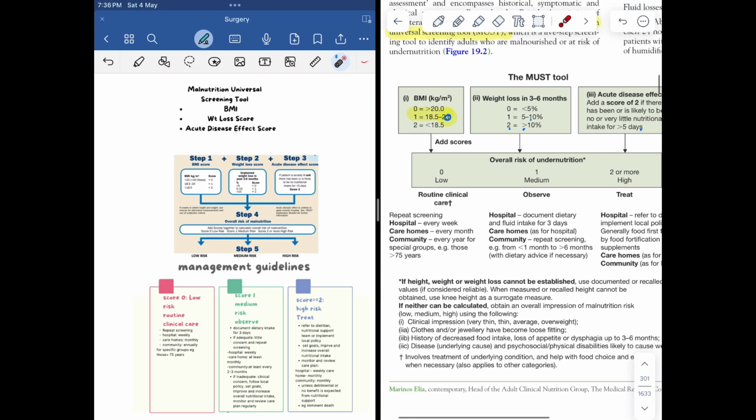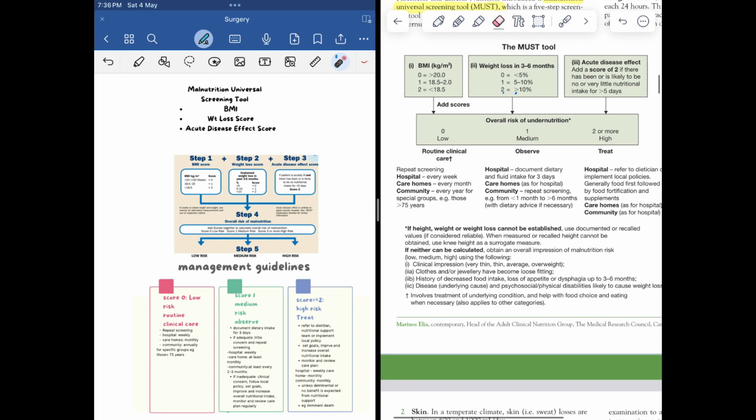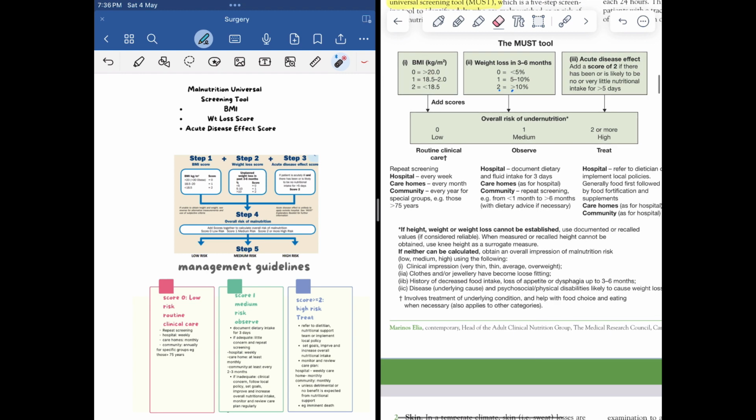Now we add the scores. Step 4 is the adding, and then we check the overall risk of undernutrition. So 0 means low, 1 means medium, and 2 or more means high. If it is 0, then we repeat the screening. If it is in a hospital, every week, care homes every month, and community every year.